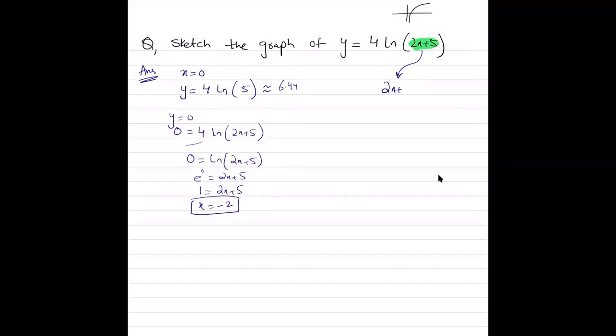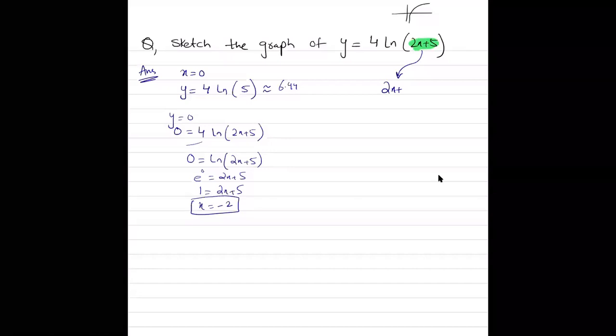For it to be positive. No, I'm saying that if I know that 2x plus 5 is greater than 0, then x must be greater than minus 5 by 2. If I'm going to solve this linear inequality, this is going to result in a value of x that is greater than minus 5 by 2. Oh, okay. So x must be greater than minus 2.5.